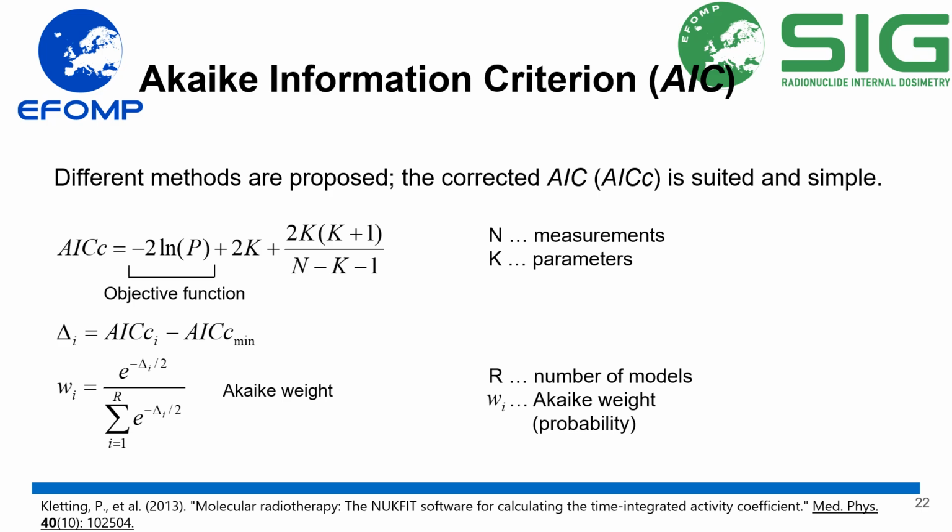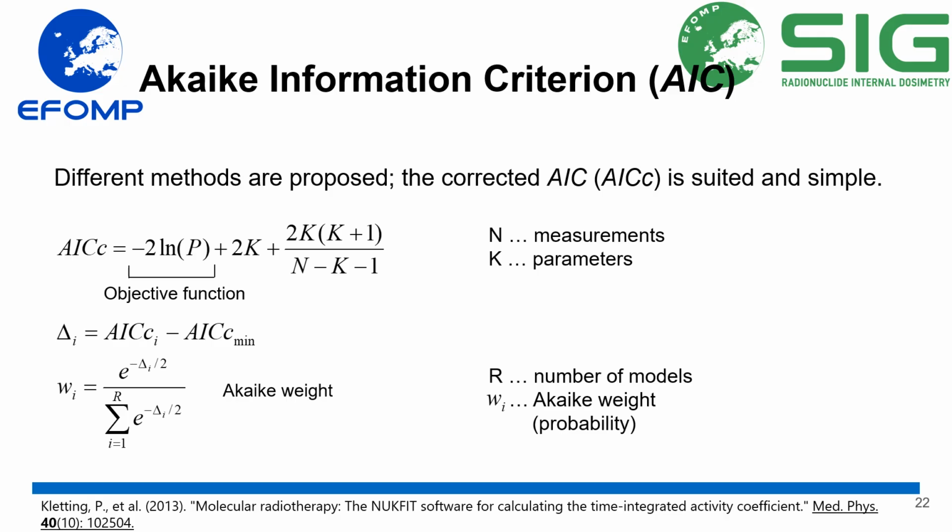For the model selection, I present the Akaike information criterion here. There are more criteria proposed, but the AIC is suited and simple, as seen in the equation below. The AICc value is simply the minimized objective function, which is obtained from fitting the respective function, and then one just adds 2 times the number of parameters plus a small correction, because usually in nuclear medicine we do not have that many measurements.